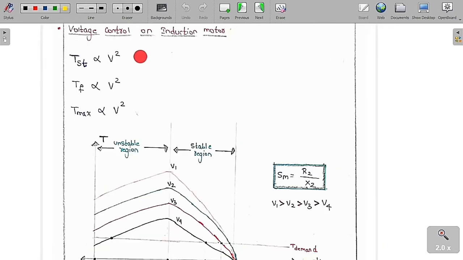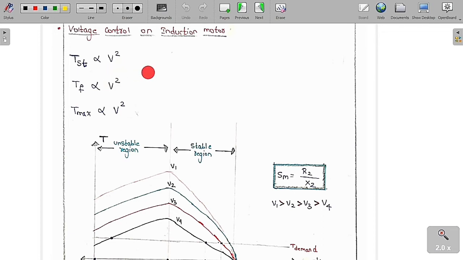So now we will discuss one important concept, which is called the voltage control on induction motor. Voltage control on induction motor is a very important concept that we are going to study now in a very detailed manner. See, starting torque is always directly proportional to the square of the voltage. I have already told you.